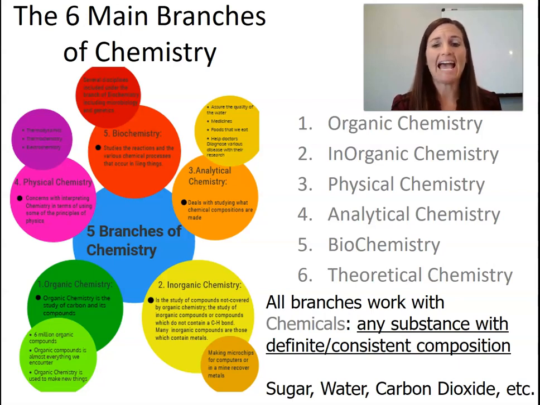A chemical is any substance with a definite composition and structure. Things like water, sugar, carbon dioxide, those are all chemicals. There are obviously much more complicated chemicals out there, but one of the things we need to start accepting is that in chemistry, we're working with chemicals and that those chemicals are not necessarily bad. Some chemicals are good. They're great.